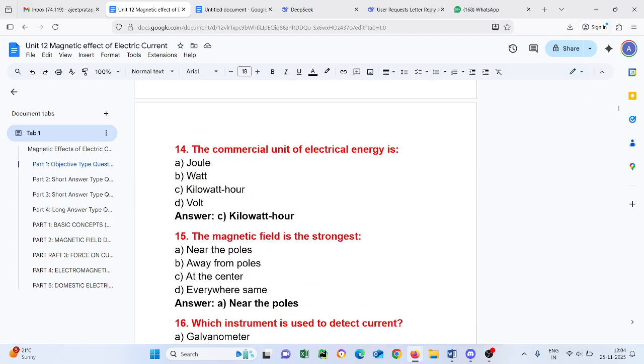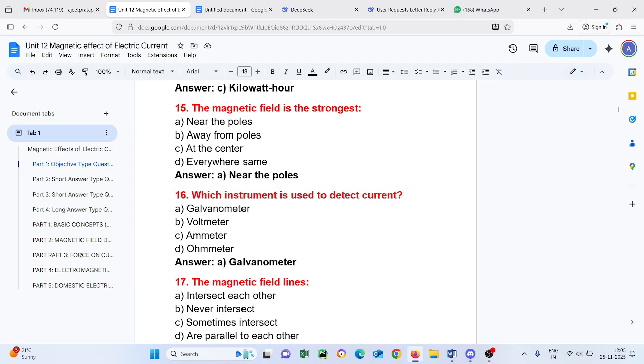Question number 14: the commercial unit of electrical energy. Option A joule, B watt, C kilowatt hour, D volt. The correct answer is kilowatt hour. Question number 15: the magnetic field is strongest near the pole, away from the pole, at the center, or everywhere the same. Answer A, near the poles.